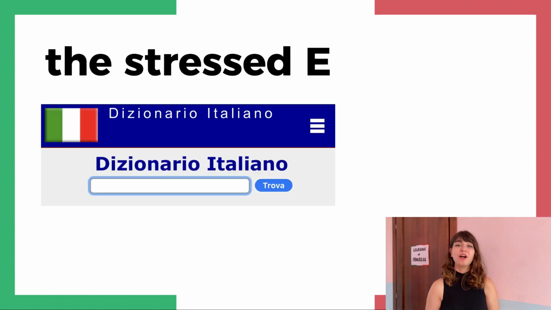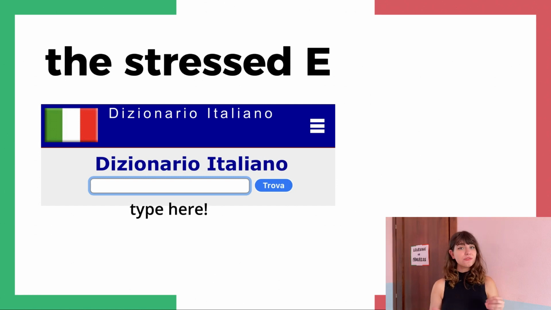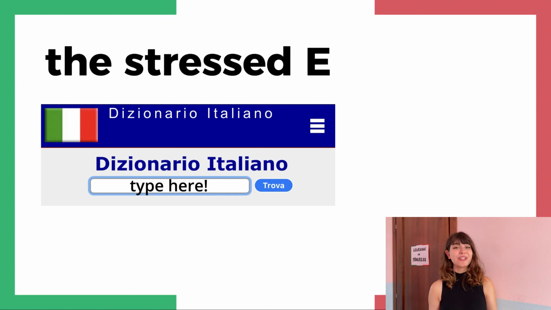Choose a dictionary. Online ones are fine too. Right now I'm using Olivetti Italiano, but you can use any. This is not sponsored, by the way. Look for the word you're interested in and check the accent. Dictionaries show the accent even when the stress does not fall on the last syllable.